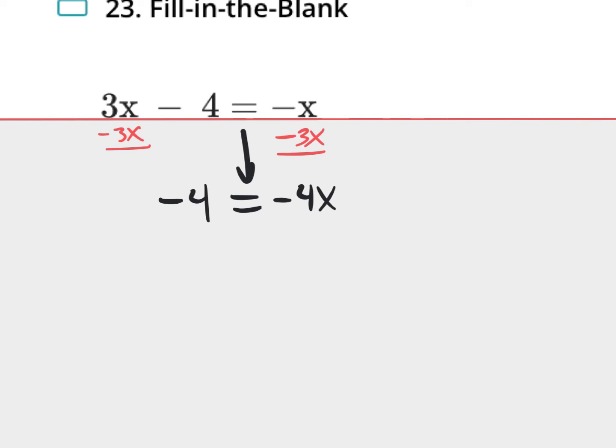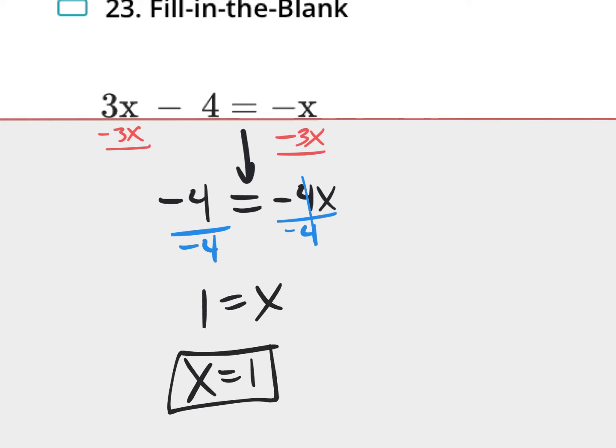You want x by itself on the right side. You don't want the multiplication of negative 4 right in front of it. So we're going to divide by negative 4. That'll cancel it out. What you do to one side, do to the other. Divide by negative 4, and you'll get 1 equals x. X equals 1 is the final answer.